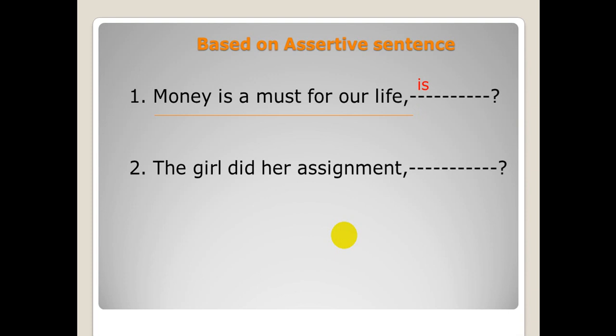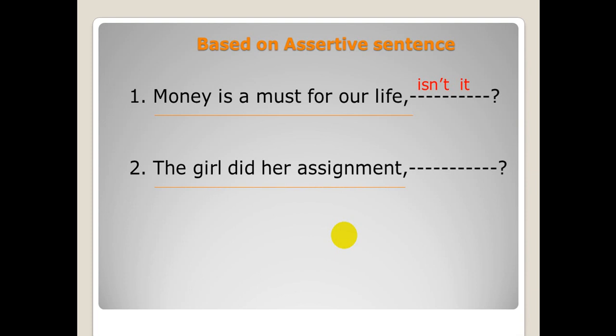So not will be contracted with is, so isn't. And the pronoun of the tag question, of course, must come from the subject of the statement, money. So is it singular or plural? It's singular, so it. So this is the tag question of 'money is a must for our life', and the tag question is 'isn't it'.